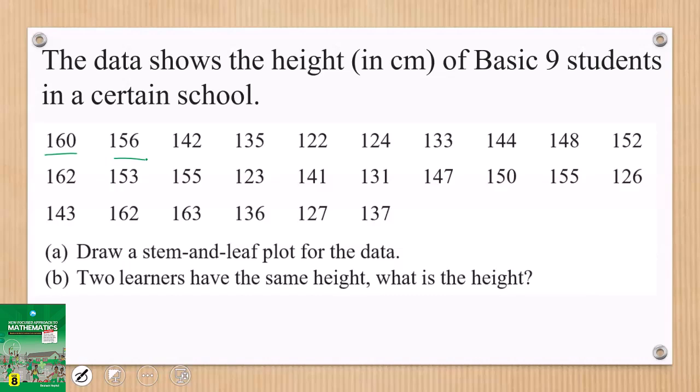Right, so again, we first of all get our key. So here our key is going to be, since we have 3 digits involved, for example, if you say 14|8, it means 148. In that case, the 14 represents the stem and then the 8 represents the leaf. So that's how we're going to create our key.